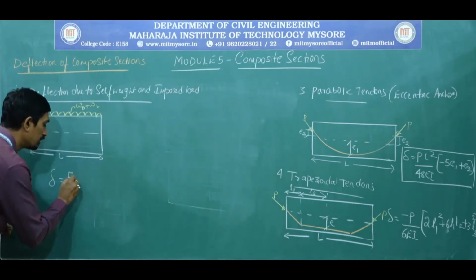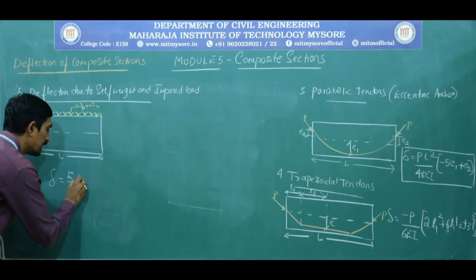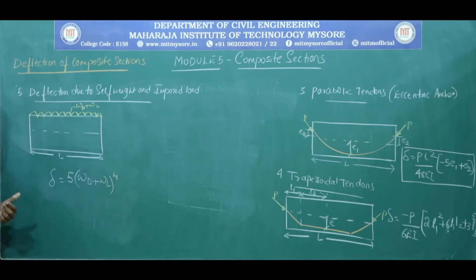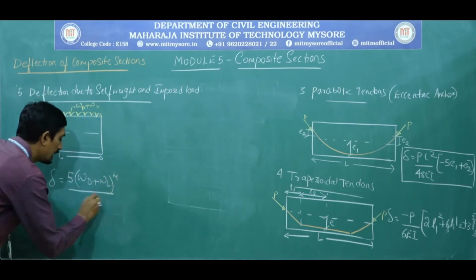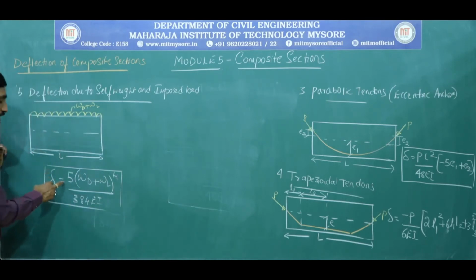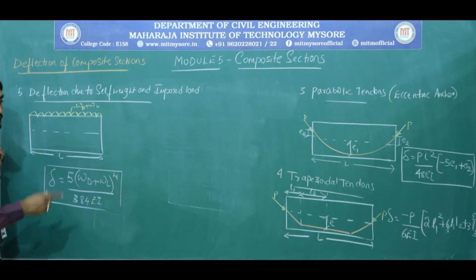Now, since both dead load and live load are UDL, I will write it like this: (WD plus WL) L to the power of 4, multiplied by 5, divided by 384 EI. Now it is positive. Why is it positive? Because these external loads will induce downward deflection, hence it is positive. And the cable will induce upward deflection, hence it is negative. So these things you need to remember.